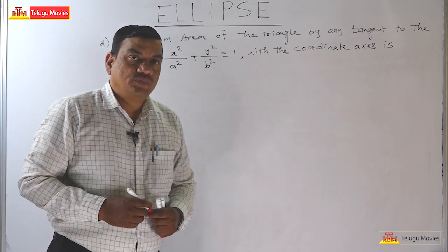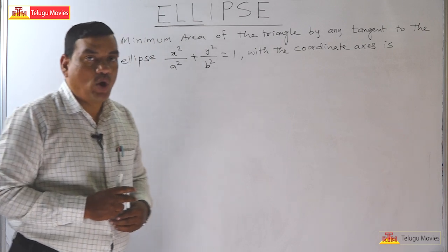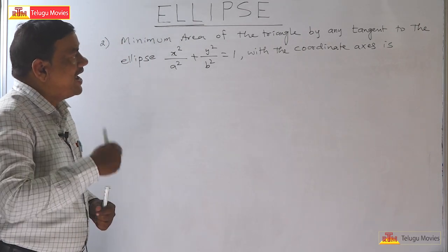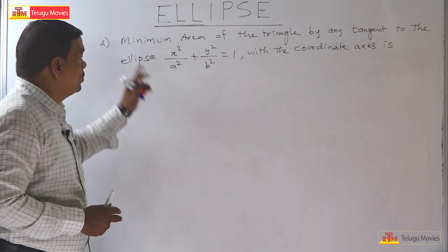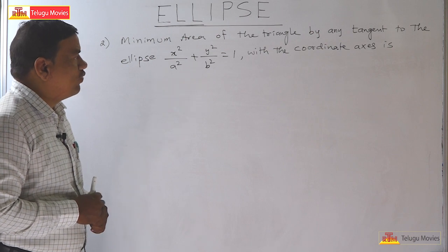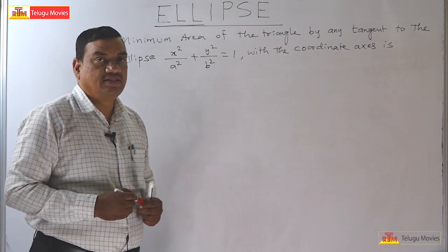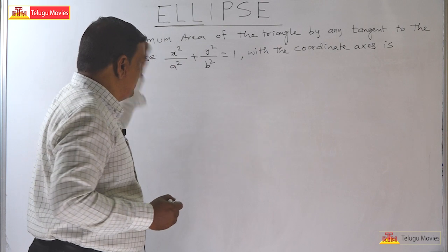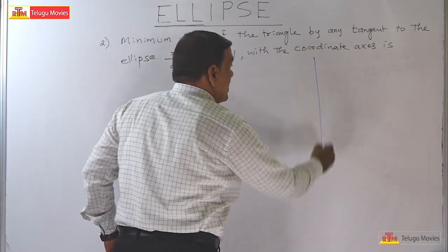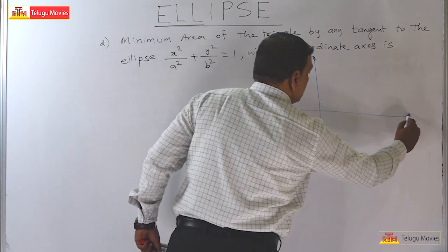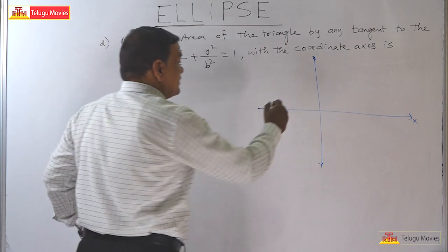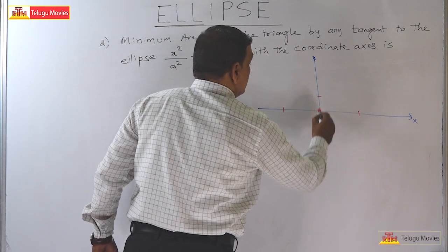Welcome back. So, let us see one more problem here. Minimum area of the triangle formed by any tangent to the ellipse x square by A square plus y square by B square is equal to 1 with the coordinate axes. See here, let us see this ellipse: this is the y axis and this is the x axis. Consider an ellipse x square by A square. So, this is an ellipse.